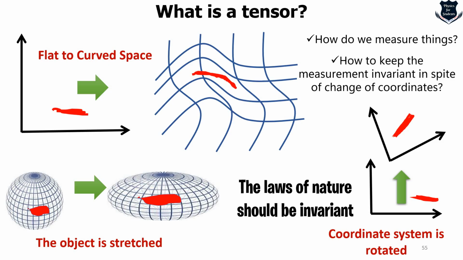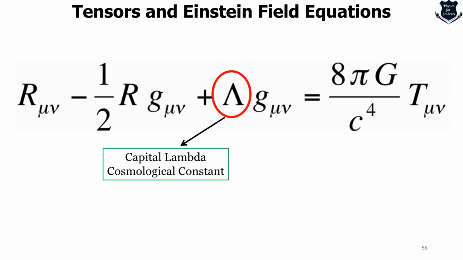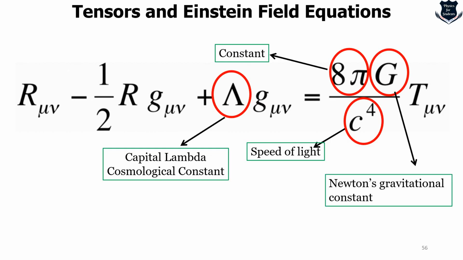So the laws of nature should be invariant, as put forth by Albert Einstein, that irrespective of the frames of reference we should be able to measure the laws of nature, and that is why tensors come in. And you can see the tensors form the pivotal role in Einstein's field equation. Now, if I try to explain this equation in very simple language, you will see there are certain things which you already know. Lambda is the cosmological constant. c is the speed of light. 8 pi is a constant. And G is again the good old Newton's constant.